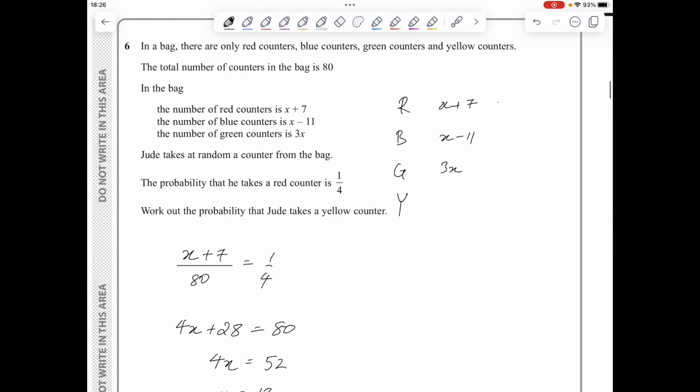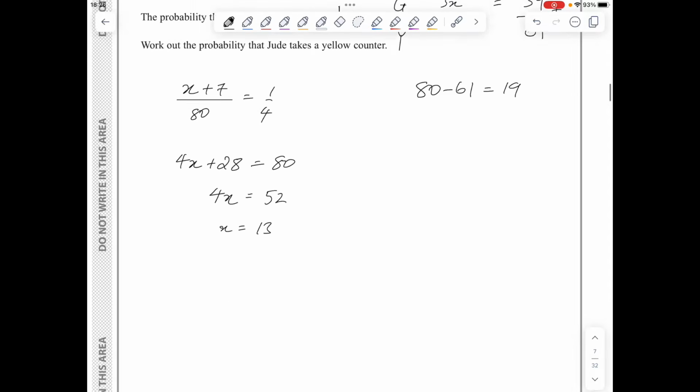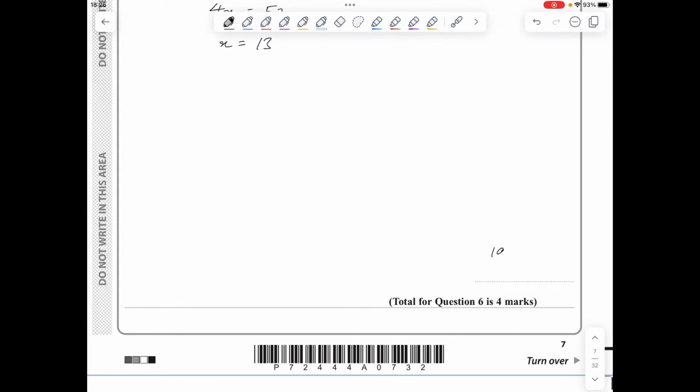Thus, I have 20 reds. I've got 2 blue, and I have 39 green. If I add this, I will get 61. Therefore, 80 minus 61 comes out to be 19, and this is the number of yellow. Now I need the probability that Jude takes a yellow, so this probability will be 19 over 80.